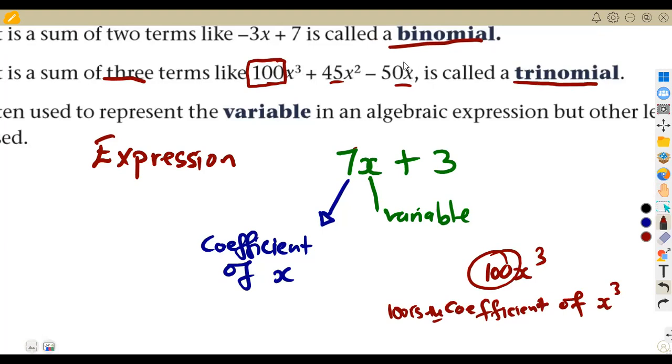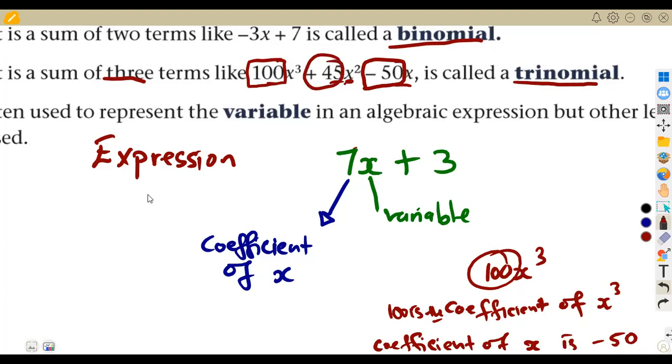The coefficient of x, you have to consider where there is x here. Meaning to say, the coefficient of x in this case is going to be given as what? As negative 50. So that is negative 50 in this case. That is the coefficient of x. If we are referring to the coefficient of x squared, that will be plus 45.